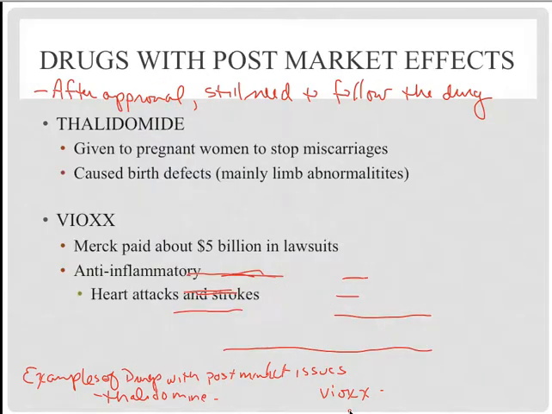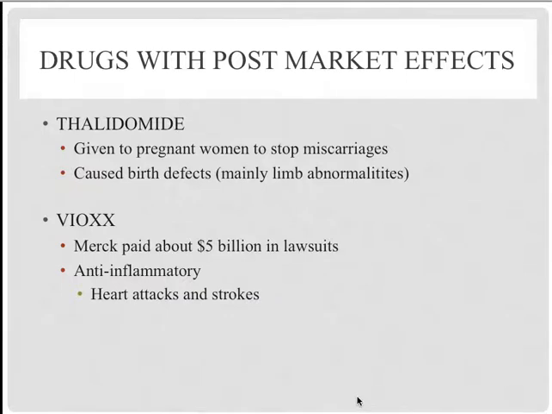Oh, look. I didn't know how to slide. Sorry about that. All right, so thalidomide was given to pregnant women to stop miscarriages and also to help with morning sickness, was my belief. And it caused birth defects, and these were mainly limb abnormalities. And then Vioxx, anti-inflammatory, but it was shown to cause heart attacks and strokes. Now I think it's the end.